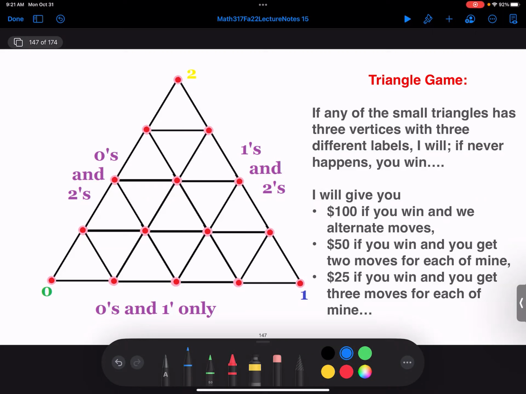Why do you think that's only worth $50? You have a clear advantage, right? I will give you $25 if you get 3 moves for every move of mine. $12.50 if you get 4 moves. So how many moves do you want to choose? I'll say 2. 2? This has to be a class decision. You guys win and I will pay up. 2. All right, where do you want to go?